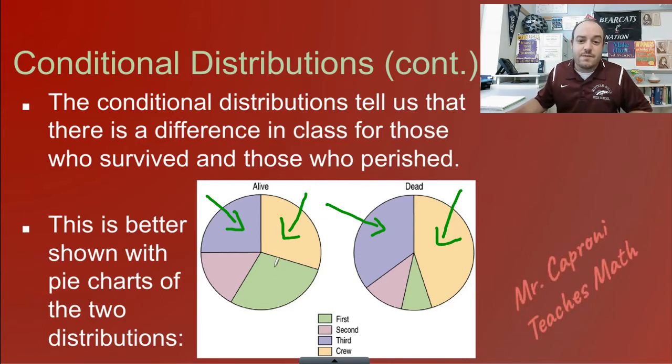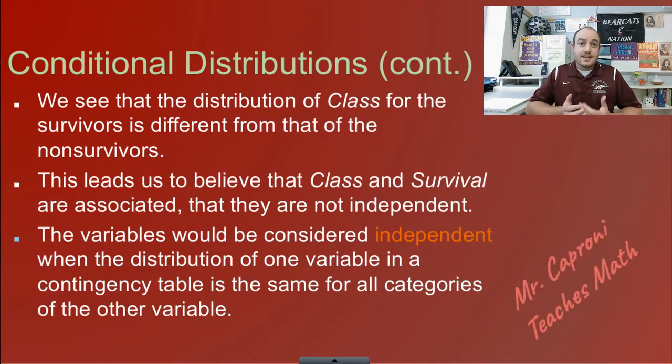As you can see here, for the people that were alive, a large chunk of them were first class, whereas out of the people that were dead, a very small sliver were first class. So these people literally bought themselves a ticket to survival. This idea that one variable plays a role in the other variable is a very important concept that we're actually going to explore all year long in this class.